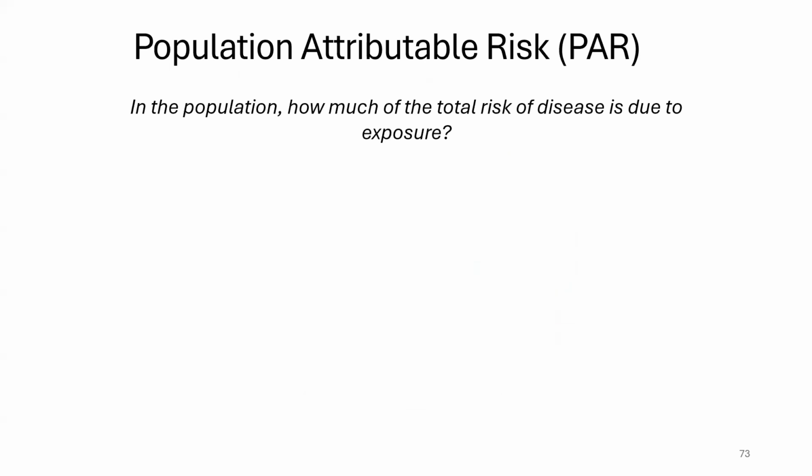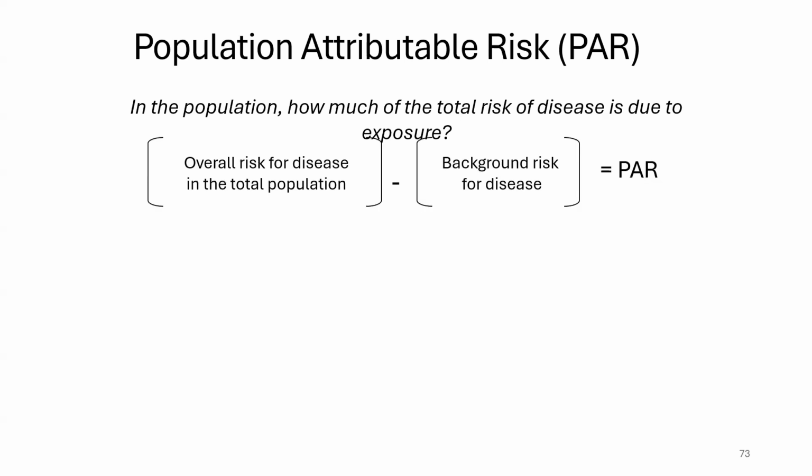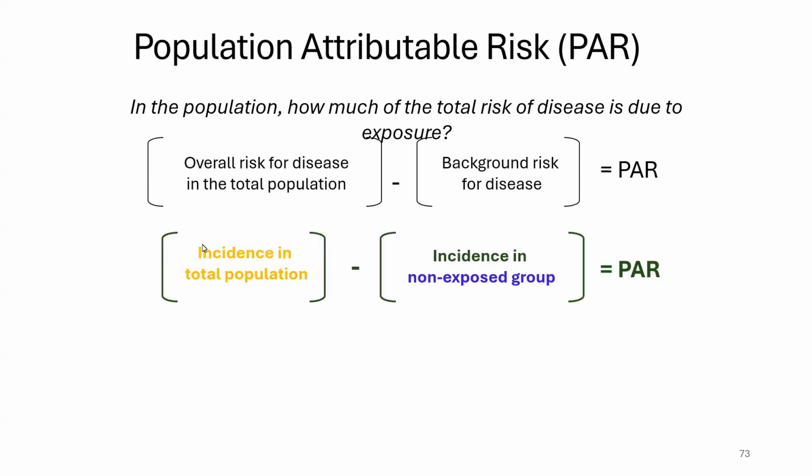So in calculating our population attributable risk, we are seeking to answer the question of how much of the total risk of a disease is due to the exposure in a broader population. So you do this again using simple subtraction, after applying some complicated formulas to get some estimates, to get the difference between the overall risk for disease in the population minus the background risk for the disease. So the incidence in the total population minus the incidence in the unexposed group.